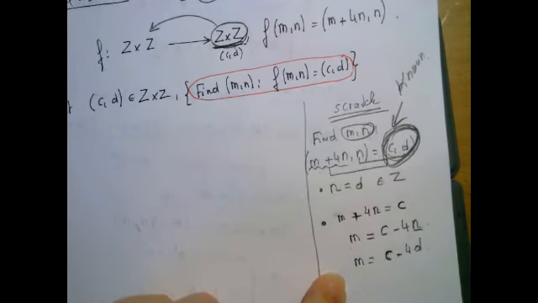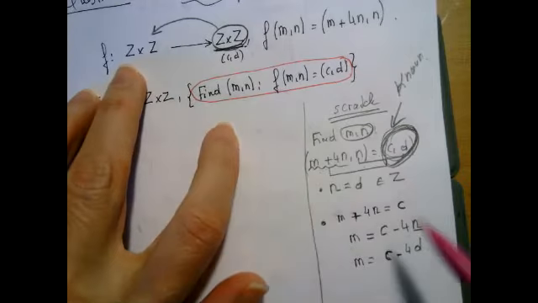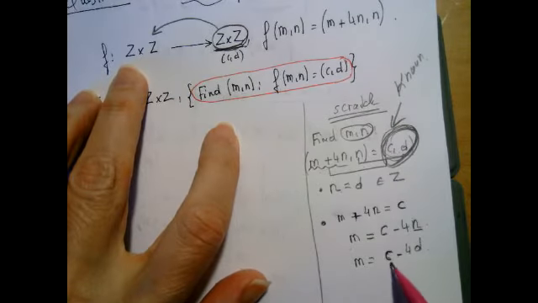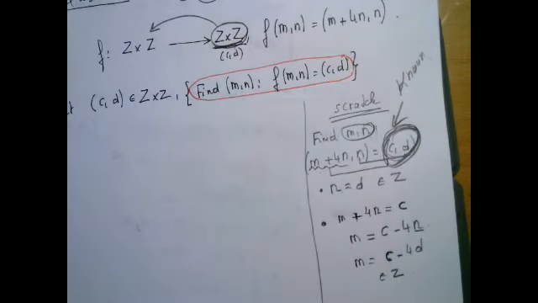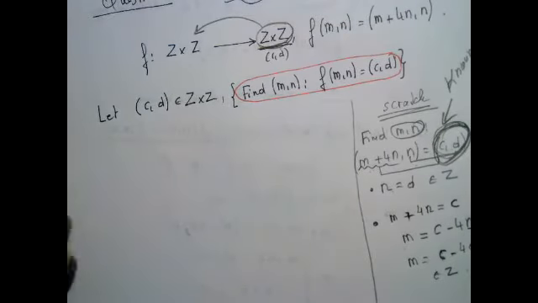That's what I think should happen. Now I ask myself, am I within my domain? My N is in my domain, my M, C minus 4D, is an integer, it's also in my domain. So I am definitely in a good position. Now I will write what we did.